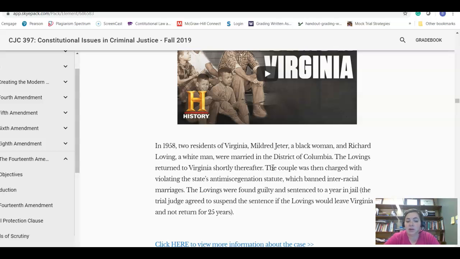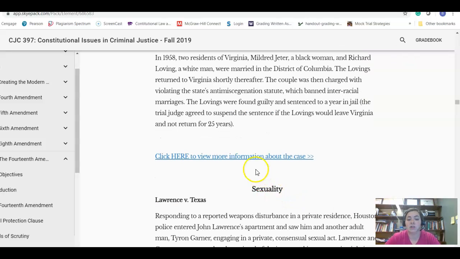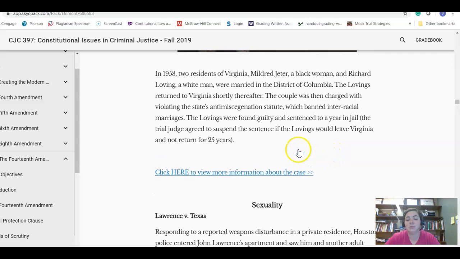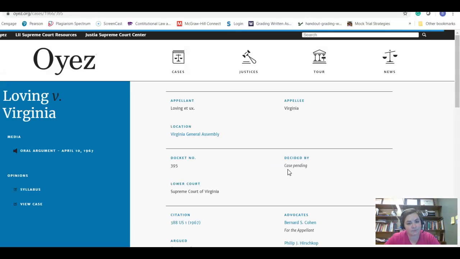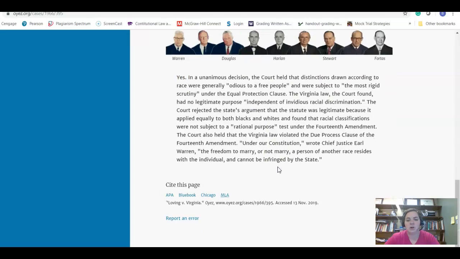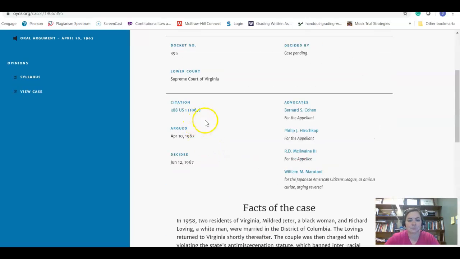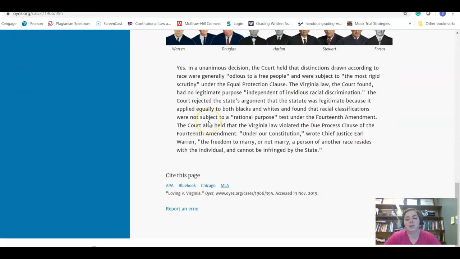There was a law called the Anti-Miscegenation Statute, which banned interracial marriage. They were sentenced to a year in jail, which was suspended if they agreed to move away from Virginia and never come back. So the Supreme Court in 1967 overturned this law.